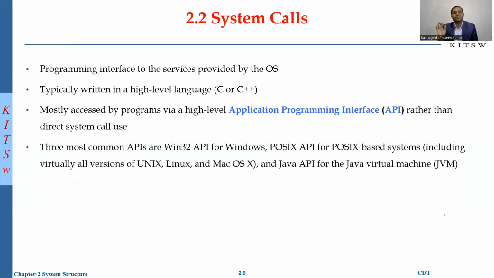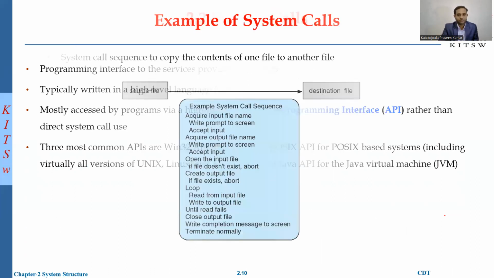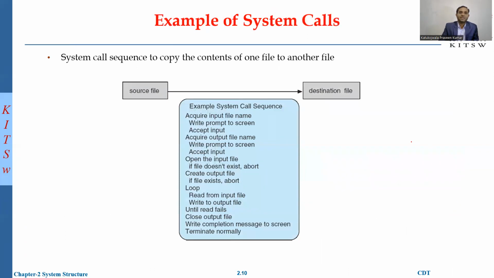There are three most common APIs: the Windows 32 API, the POSIX API, that is POSIX based for Unix and Linux, and the Java API for the Java virtual machine. The Win32 API is general for the Windows operating systems, whatever we are working on presently. So these are the examples of system calls.